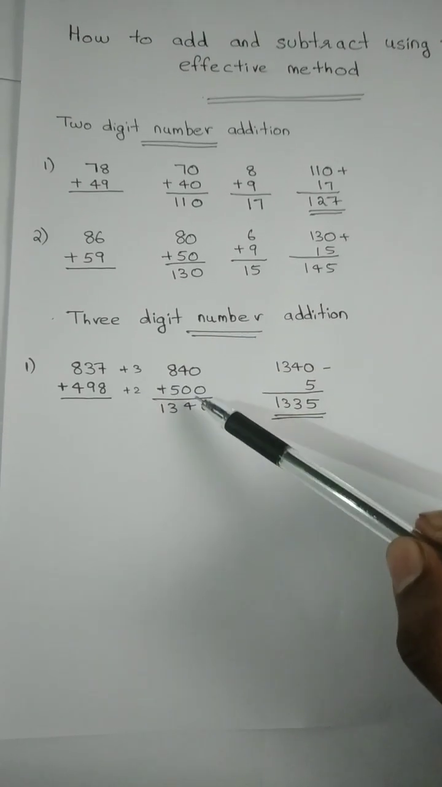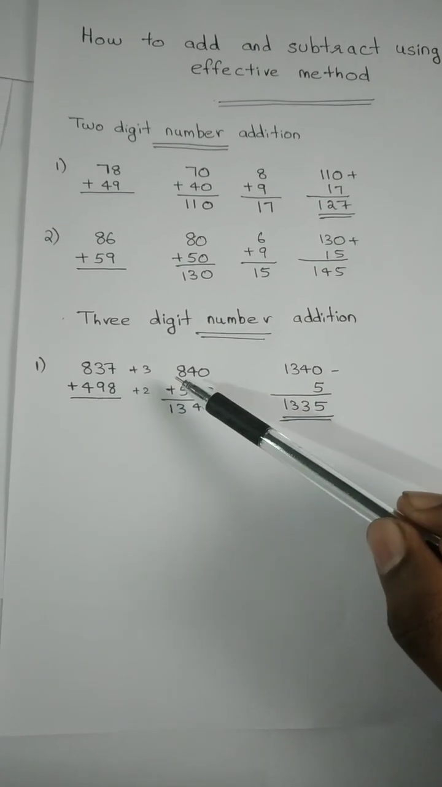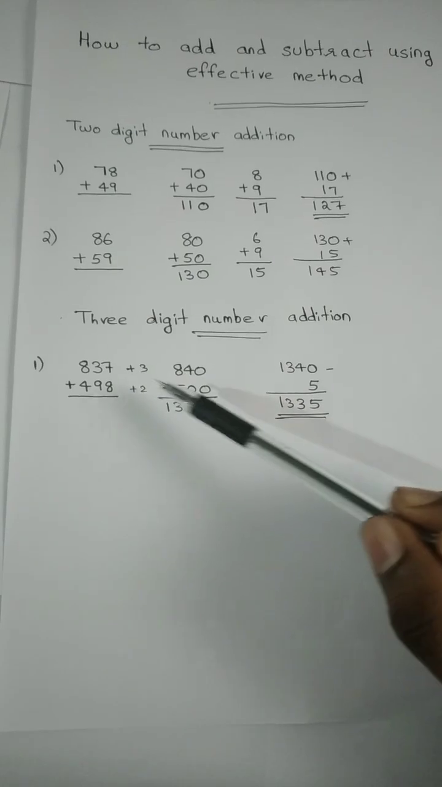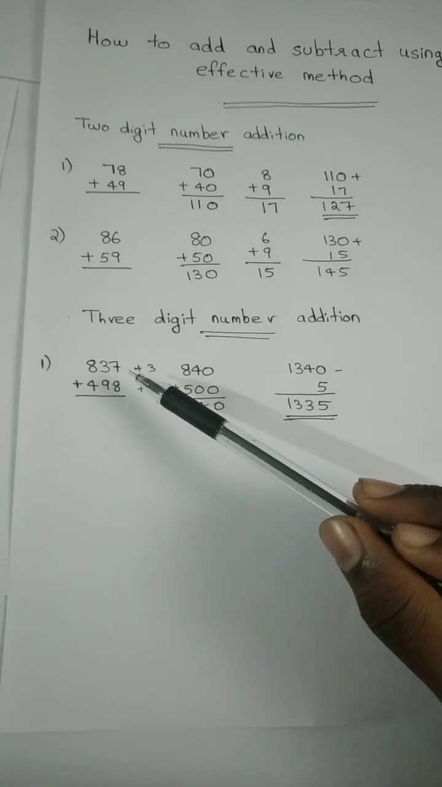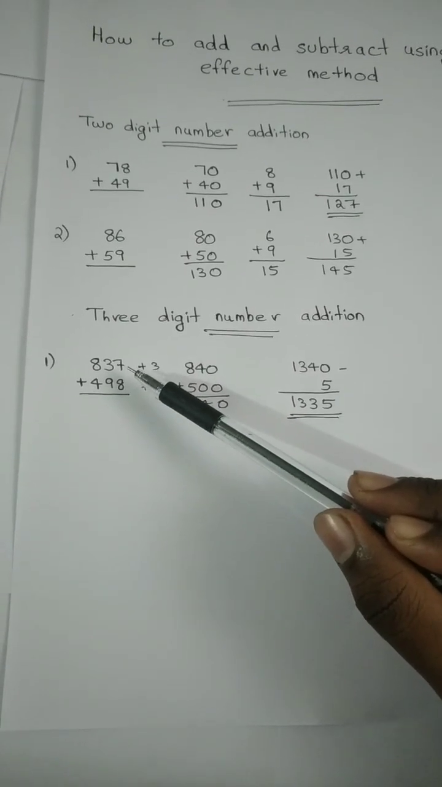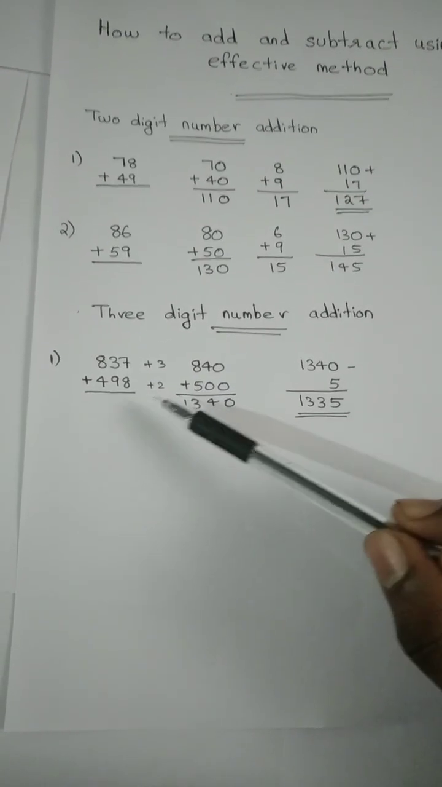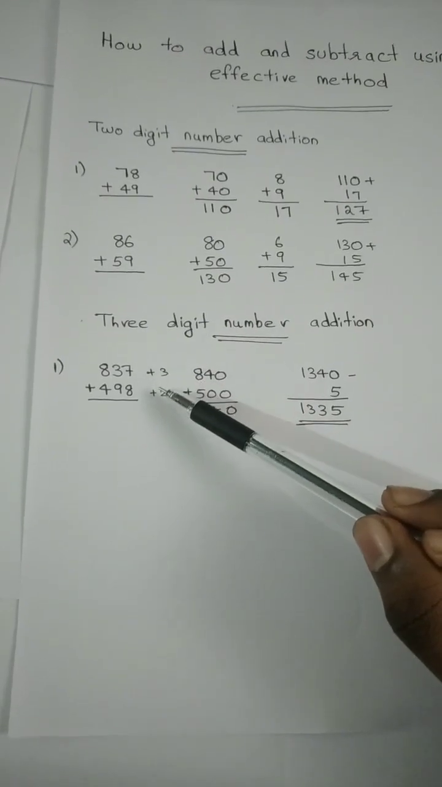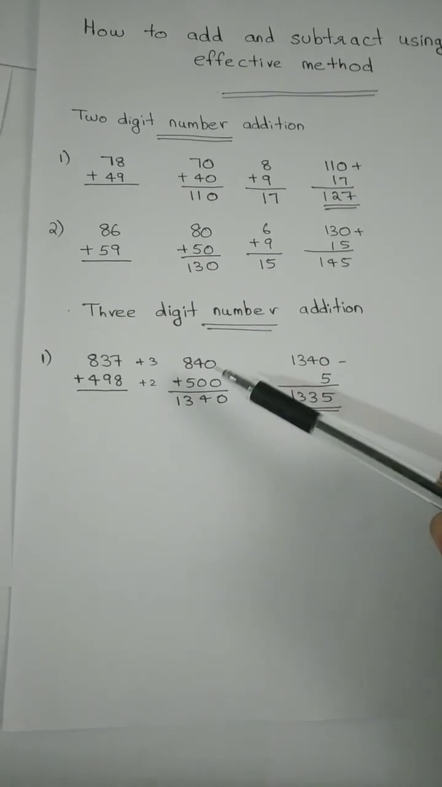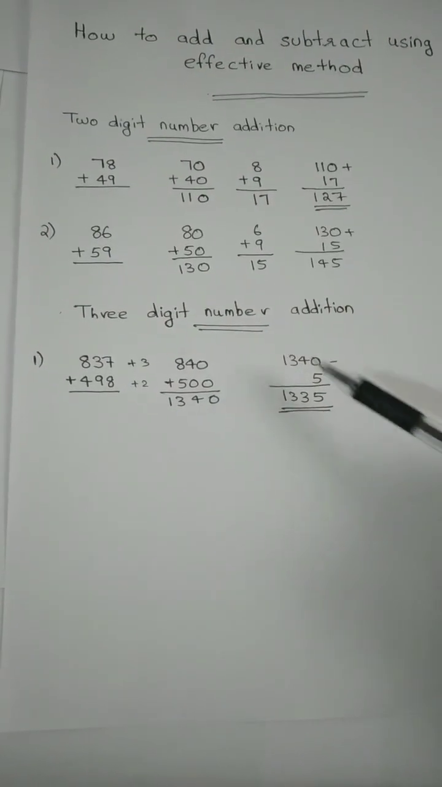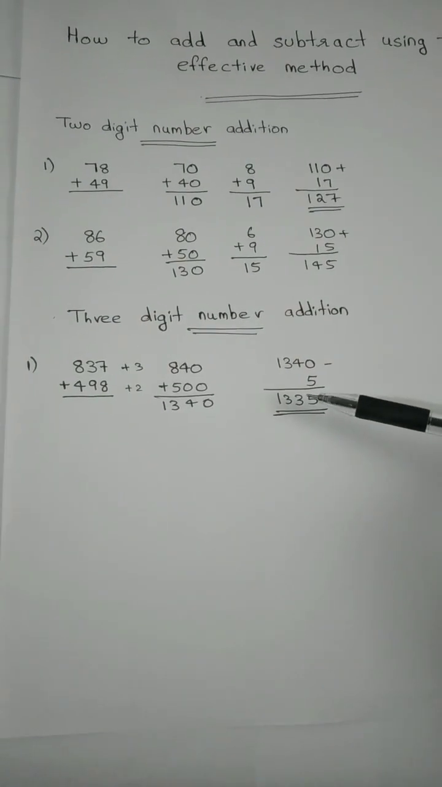So the number here would be bigger than the number we expect. So we want to calculate how much difference there was when changing 837 to 840 and 498 to 500. There would be a 3 difference when you change 837 to 840, and there will be a 2 difference when you change 498 to 500. So the difference would be 3 plus 2, 5. Because the new number is bigger, you want to subtract the difference from the number you got, and it would be 1335.